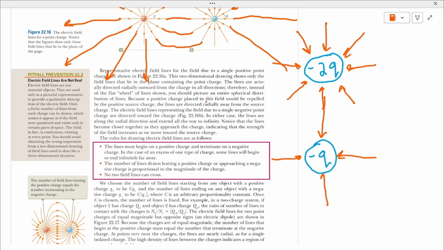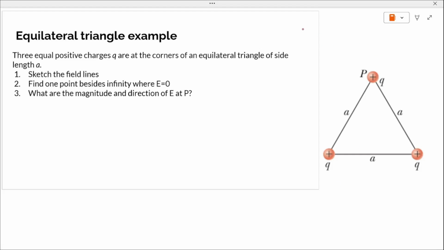And no two field lines can cross, which makes sense because the electric field only has one direction and one value at one point in space. This example will go over the electric field due to 3 point charges arranged in an equilateral triangle. So part 1 asks us to sketch the field lines.